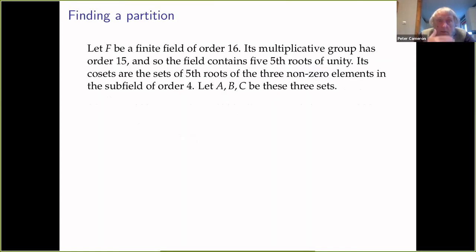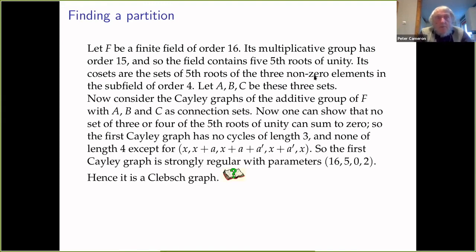Can we do that? Well, yes. And here's a nice algebraic construction using the finite field of order 16. So the multiplicative group of this finite field has order 15. So it contains 5 fifth roots of unity. And that subgroup of order 5 will have 3 cosets inside the multiplicative group. So the set of fifth roots and the other 2 cosets, the 3 non-zero elements in the subfield of order 4, in fact. So we have 3 sets A, B, and C. Now, we're going to form the Cayley graphs of the additive group of the field with respect to these 3 subsets A, B, and C.